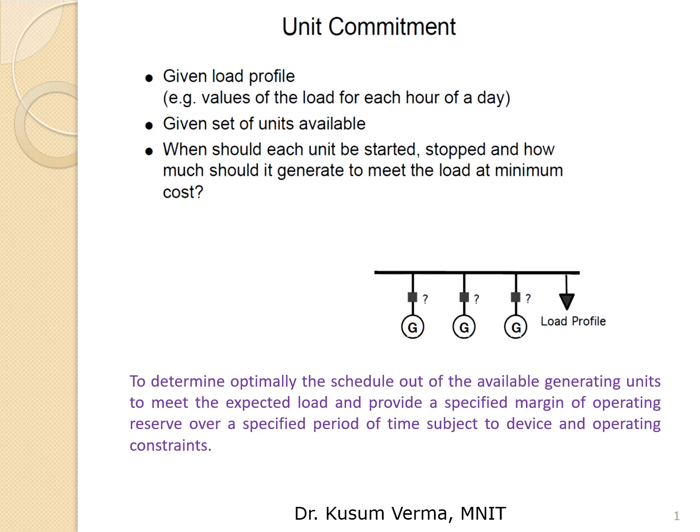So to solve the unit commitment problem means that we are interested in determining optimally the schedule of the available generating units to meet an expected load demand and provide a specified margin of operating reserve over a specific period of time. To commit a generating unit is to turn it on and to synchronize it to the system so that it can deliver power to the network.